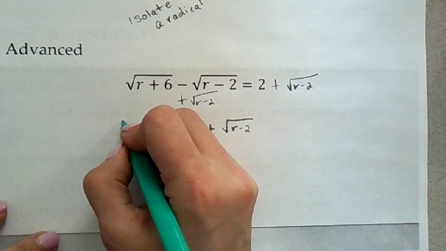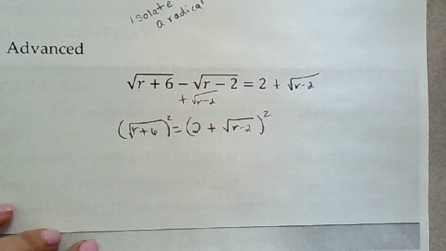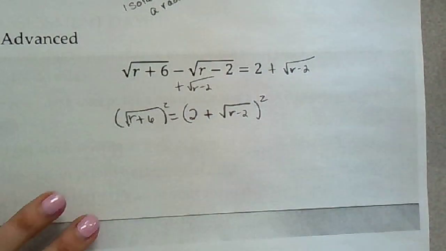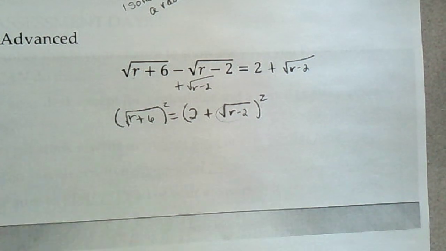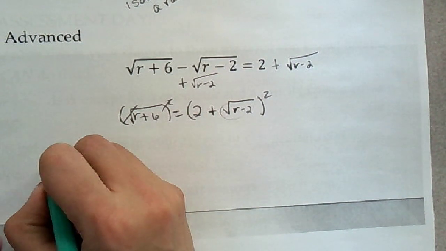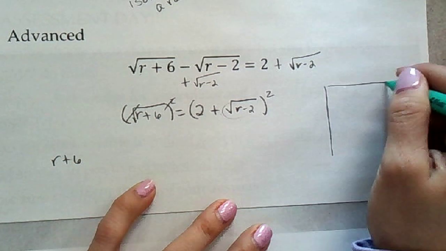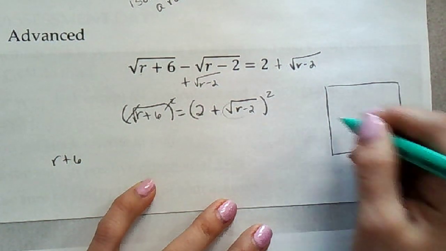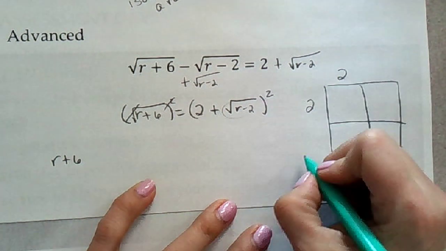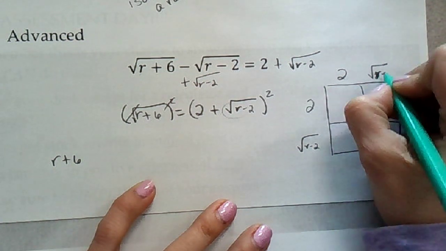Now I can take this one and I can square this. Oh, but I've got a binomial. So just like over here, where I had 2 terms, an x and a 3 with a plus in between, I've got a 2 and a square root of r minus 2 as a binomial. While this does cancel out and we're going to end up with r plus 6, I have to figure out what that is. And typically, we're going to use a box for that. So I like to keep my numbers right next to each other, so I put the 2 and the 2 there. I put the square root of r minus 2, square root of r minus 2.